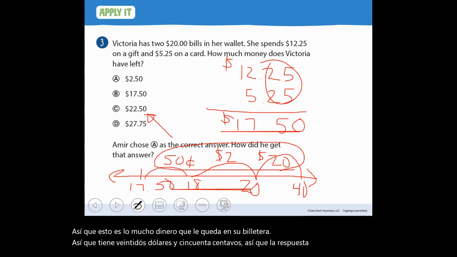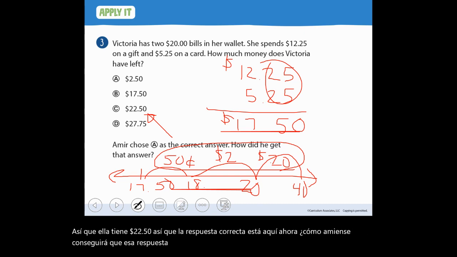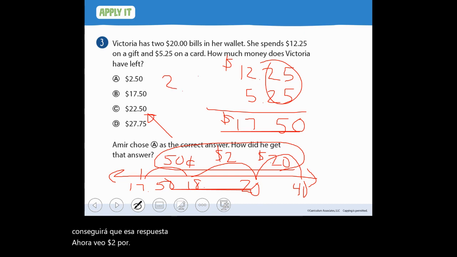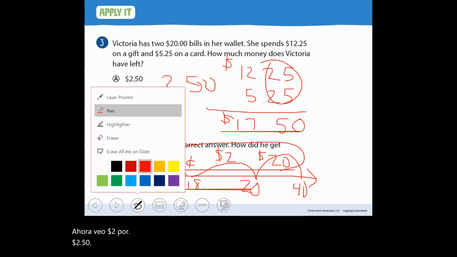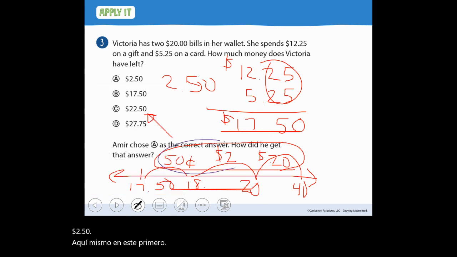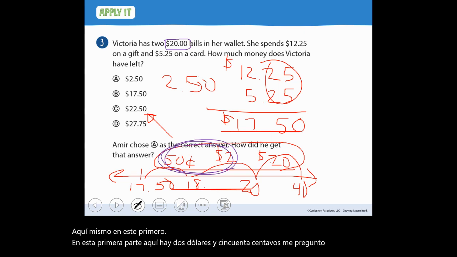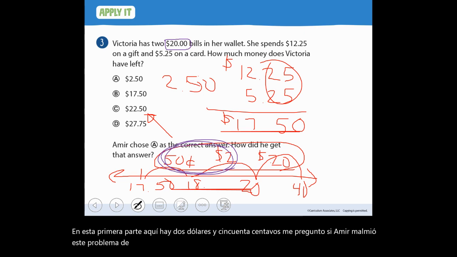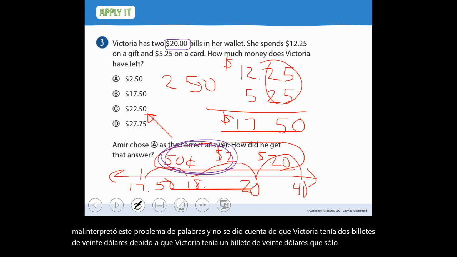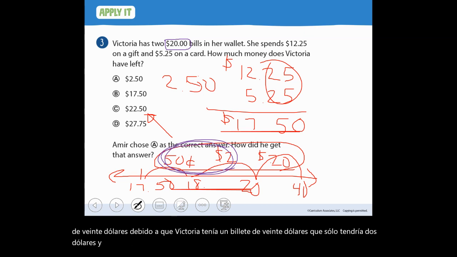Now, how did Amir get that answer? Now, I see $2.50 right here in this first part right here. There's $2.50. I wonder if Amir misread this word problem and did not realize that Victoria had two $20 bills. Because if Victoria had one $20 bill, she would only have $2.50 left. But because she had two, she had $22.50 left.